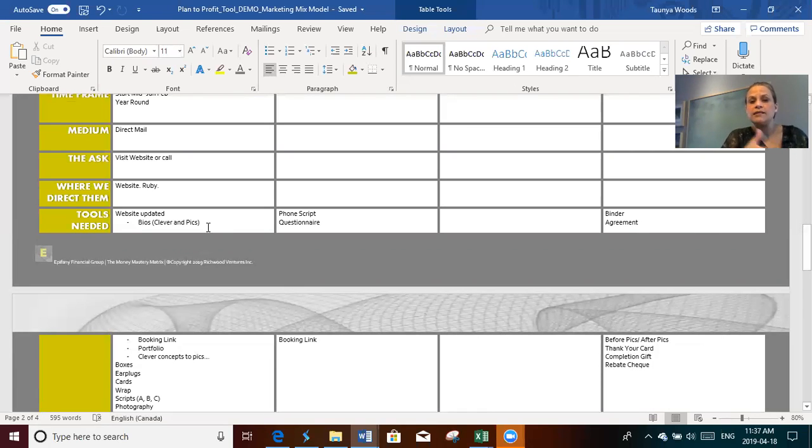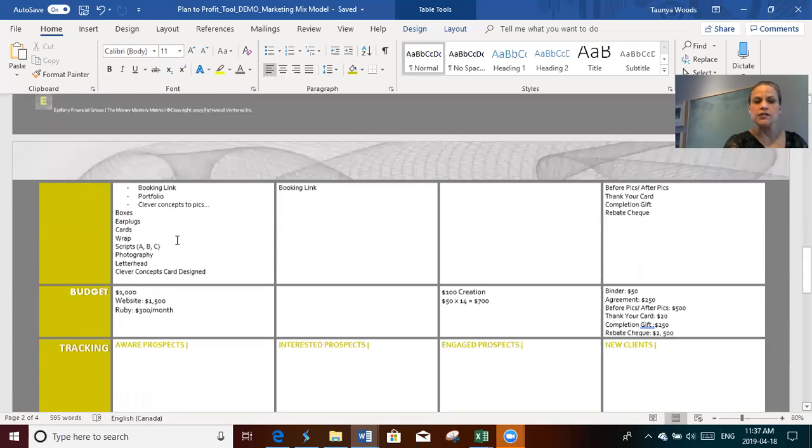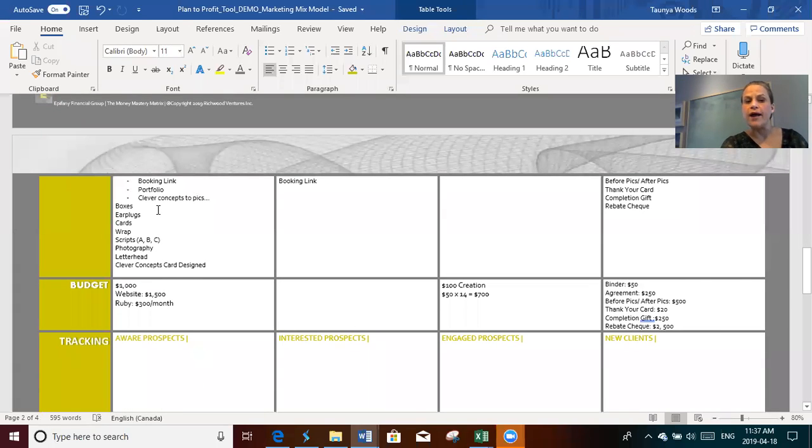We needed elements of cleverness infused into all of the copy. We needed the booking link. Needed a portfolio of services, clever concept pictures. We needed boxes, earplugs, cards, wraps, scripts, photography, all of those things. And all of that came with a budget. So here we were looking at $2,500 plus Ruby at $300 a month. Now we know what we're looking for under awareness.